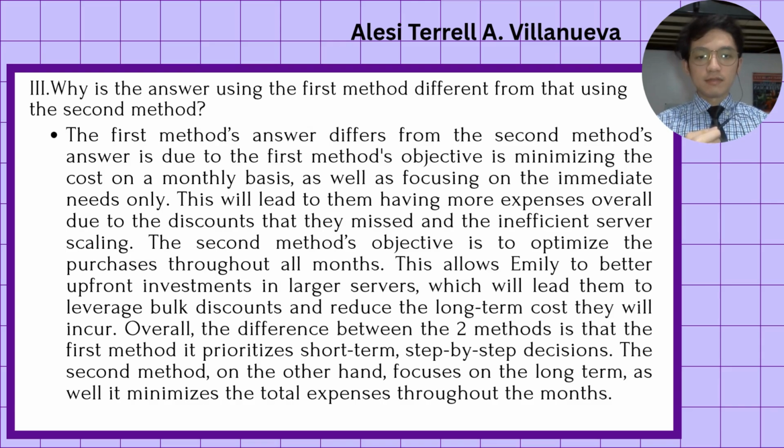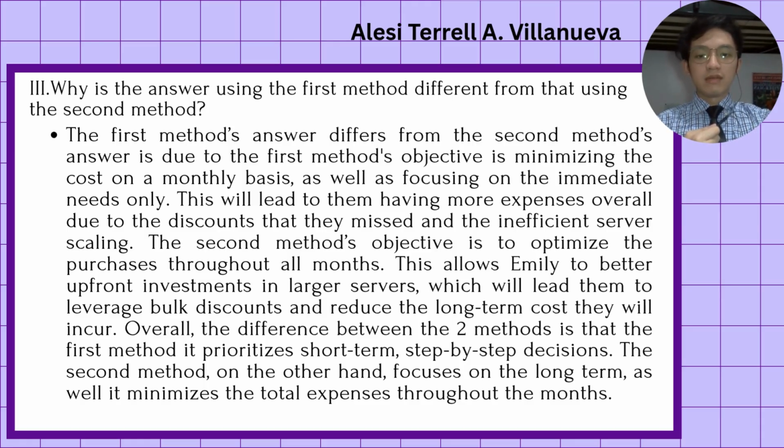I'm Alicia Terrell A. Villanueva. I'll be answering the third question, which is: why is the answer using the first method different from that using the second method? The first method's answer differs from the second method's answers because the first method's objective is minimizing the cost on a monthly basis, as well as focusing on the immediate needs only.